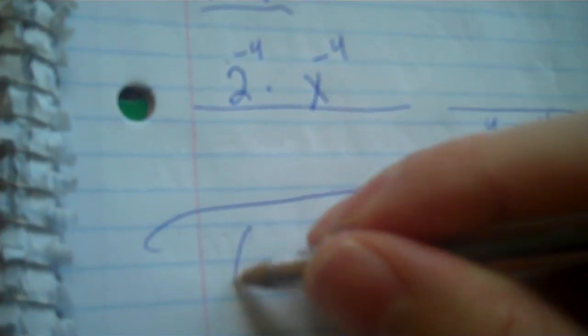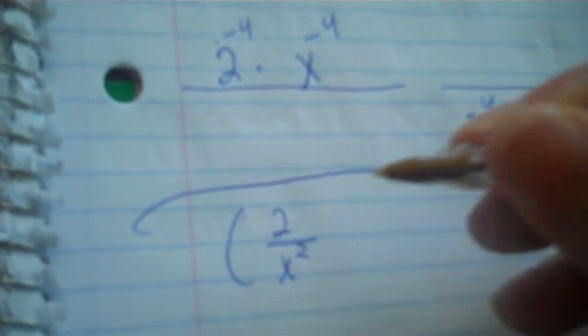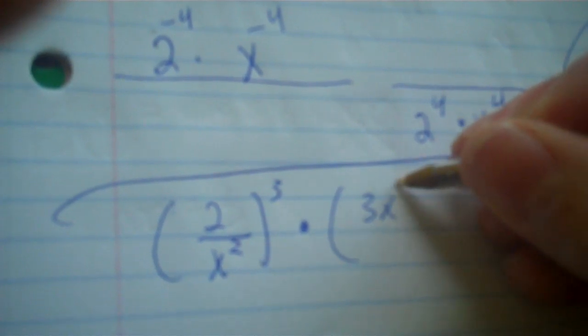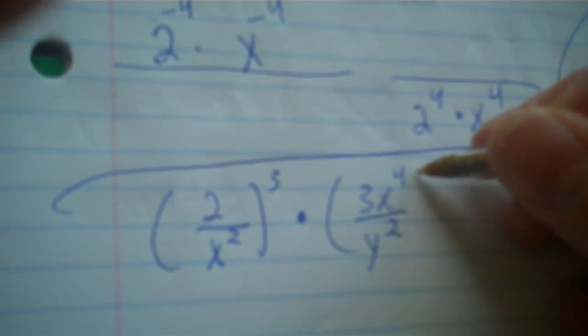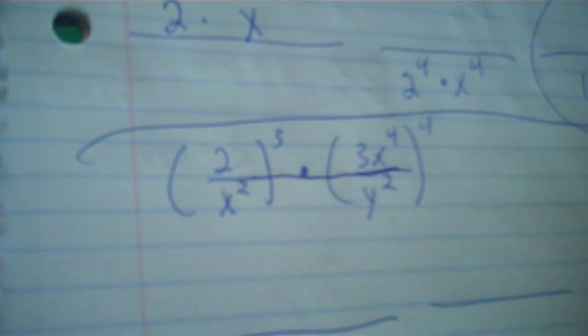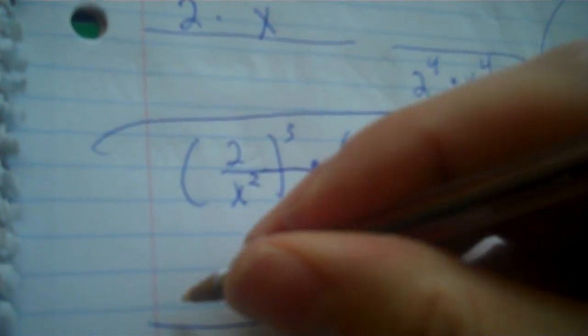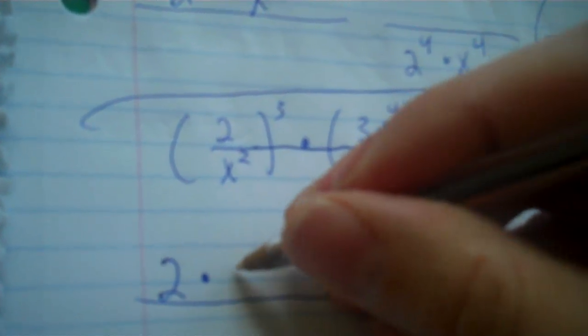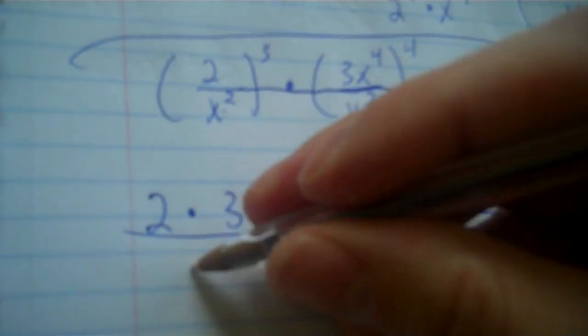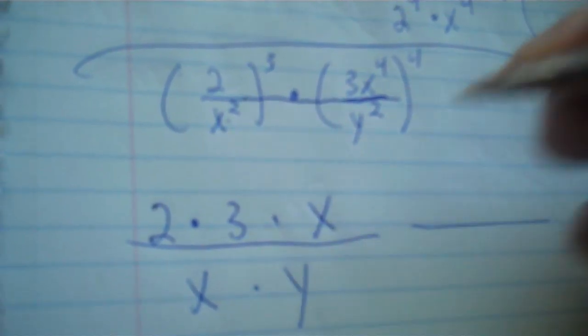Okay, next one, we've got parentheses 2 over x to the 2nd to the 3rd times 3x to the 4th over y to the 2nd, and then outside we have a 4th power. Okay, so 3 lines. Okay, so what we do is just connect the line so it's there. And on top we have a factor of 2, a factor of 3, and a factor of x. Now on the bottom, okay, we have a factor of x and a factor of y.